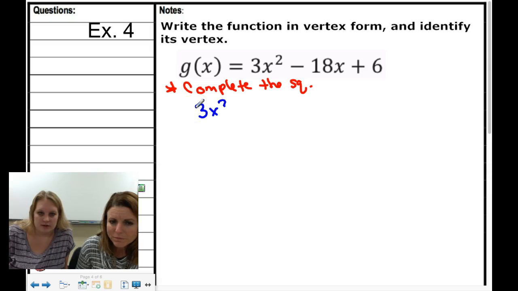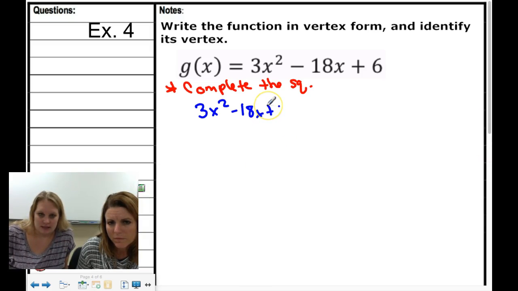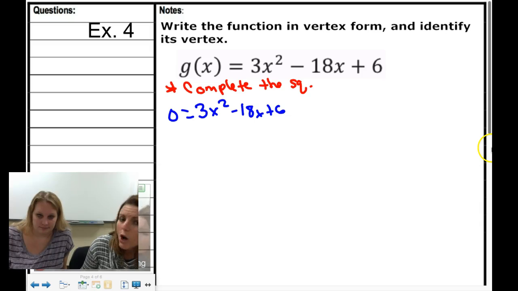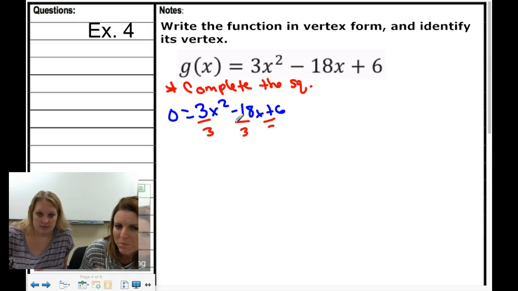So I have 3x squared minus 18x plus 6, and that all equals 0. Now let's stop right now, because on completing the square we need the a value, which is 3, to be equal to 1. So what do we have to divide everything by to make that happen? Everything divided by 3.